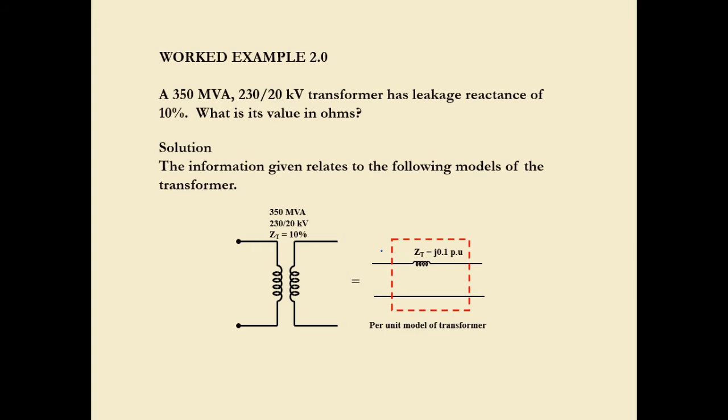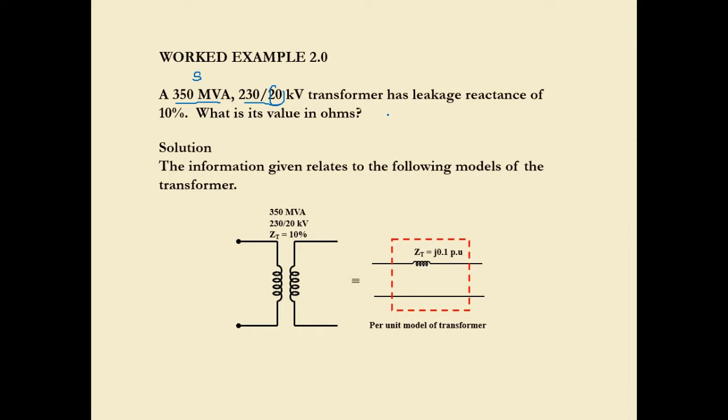Second worked example. A 350 MVA, this is again the S value. This is the voltage ratio. Sorry, this is a step-down transformer. So we have 230 kV down to 20 kV.